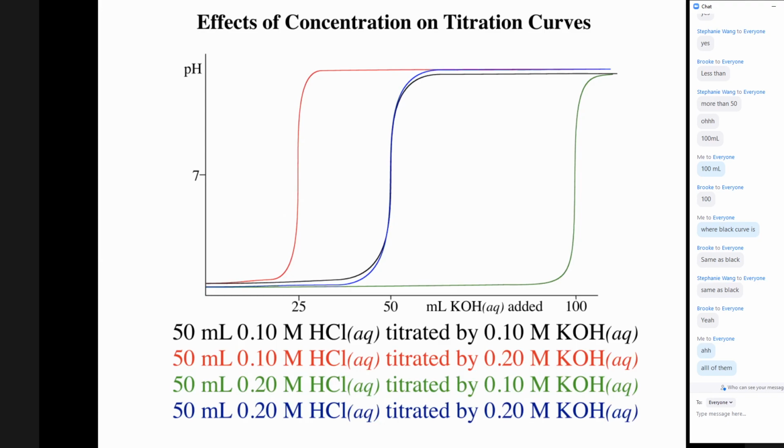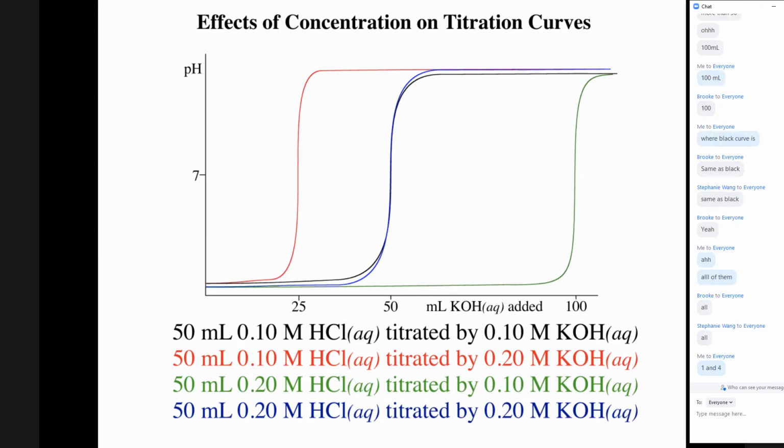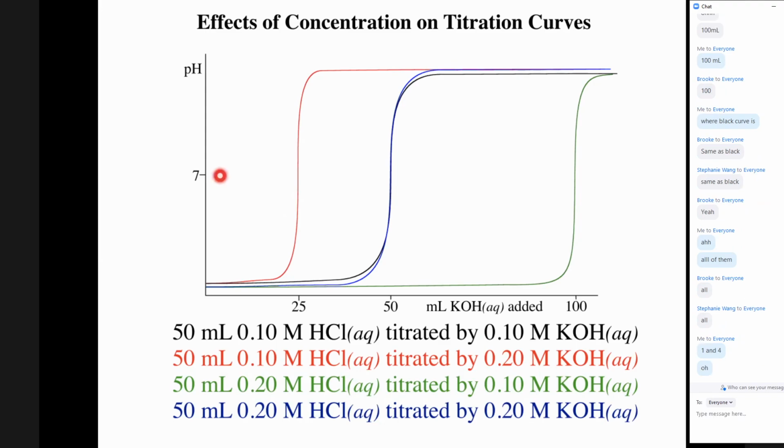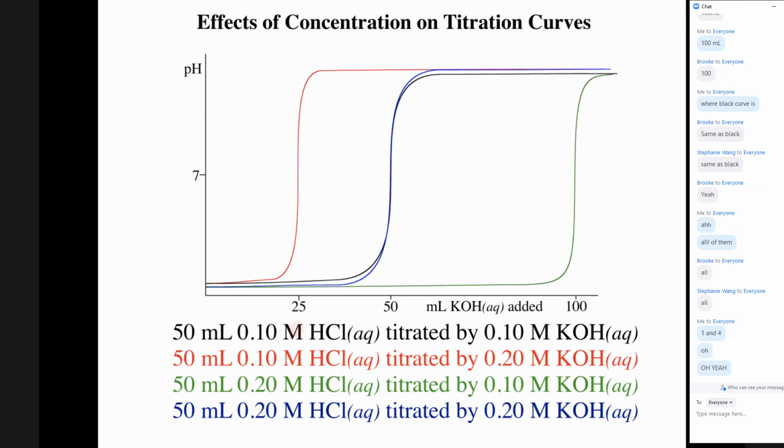All of them. Which one has a pH of 7 at equivalence? All of them. The whole point, the strong curves, strong acid, strong base, doesn't matter what molarity, they can elongate, they can compress, they can do whatever you want. The two things that are true: sigmoidal with no lip, pH equals 7 at equivalence.